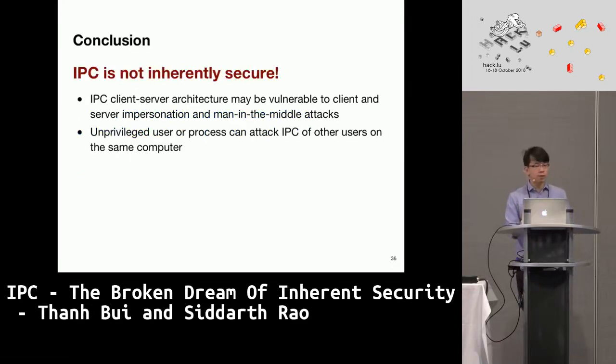So in conclusion, the main takeaway message from this talk is that software developers should be aware that IPC is not inherently secure. There has been a common belief that there is nothing we can do to defend against a local attacker. It may be true if the user's device is infected with malware. However, as we have seen, there are many other potential attackers, and any user, regardless of privilege, can attack the IPC of other users on the same computer. And unlike malware, the application developer can totally defend against this attacker. So this is the end of my talk.